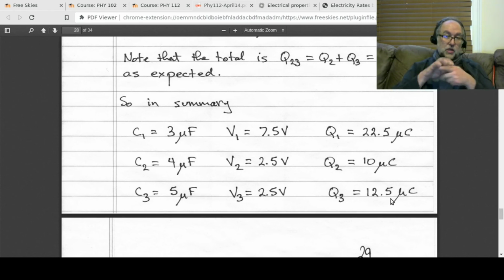When they're in series, you'll know the charge, and you might know the voltage, but you don't know the capacitance. Or sorry, you'll know the charge, you'll know the capacitance, but you don't know the voltage. And so, working this way through it, you'll be able to find everything that you're asked to find.